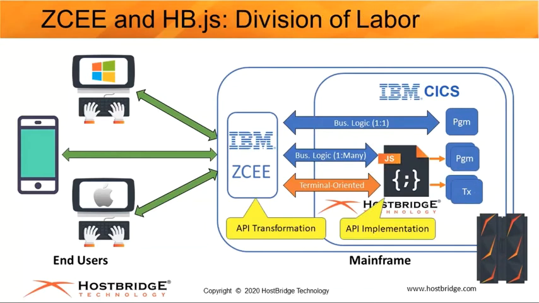I want to use this chart to drive home, again, two phrases that I have used before and that IBM and HostBridge believe capture in large part what we do. ZCEE focuses on API transformation. We, HostBridge, focus on API implementation. Now, that's not to say that HostBridge couldn't do a little API transformation and ZCEE can't do a little API implementation. But by and large, that's the division of labor between ZCEE and something on the interior side of CICS.